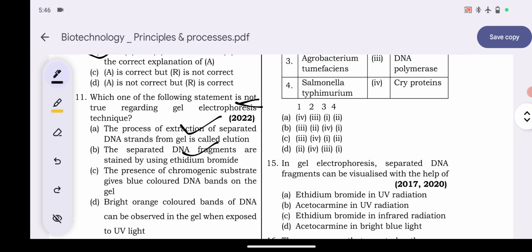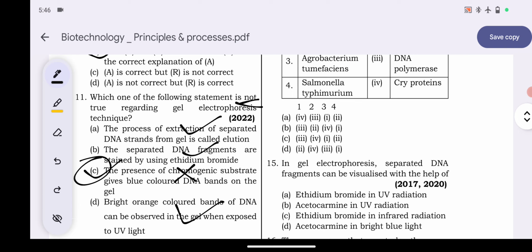The presence of chromogenic substrate gives blue colored DNA band on the gel. This one is the wrong one. It gives orange color. Bright orange colored bands of DNA can be observed in the gel when exposed to UV light. Correct. So C is the wrong statement regarding the gel electrophoresis technique. So option C is your answer.